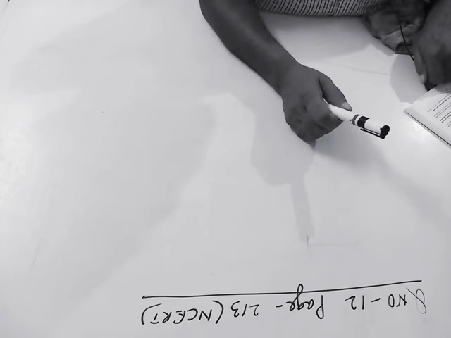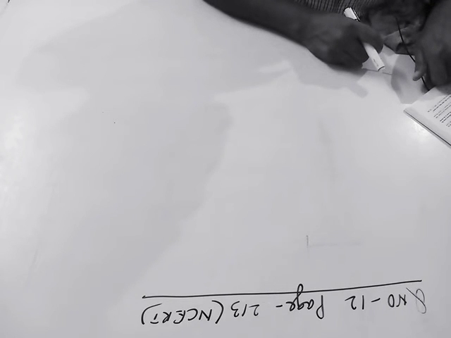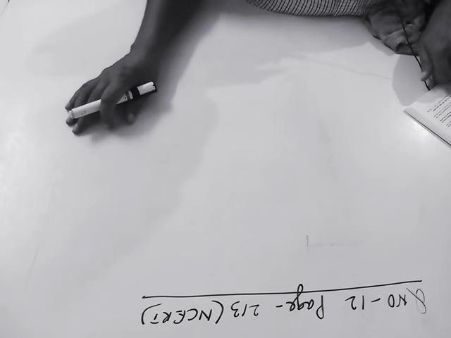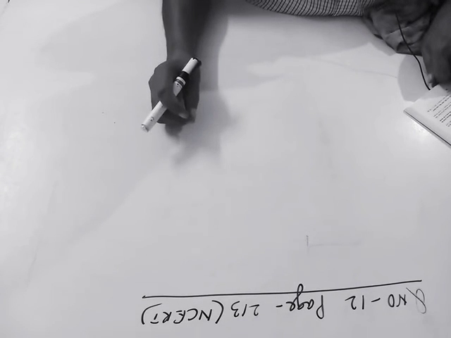Now there is one more question. The question is, will current flow more easily through a thick wire or a thin wire of the same material when connected to the same source? Why?